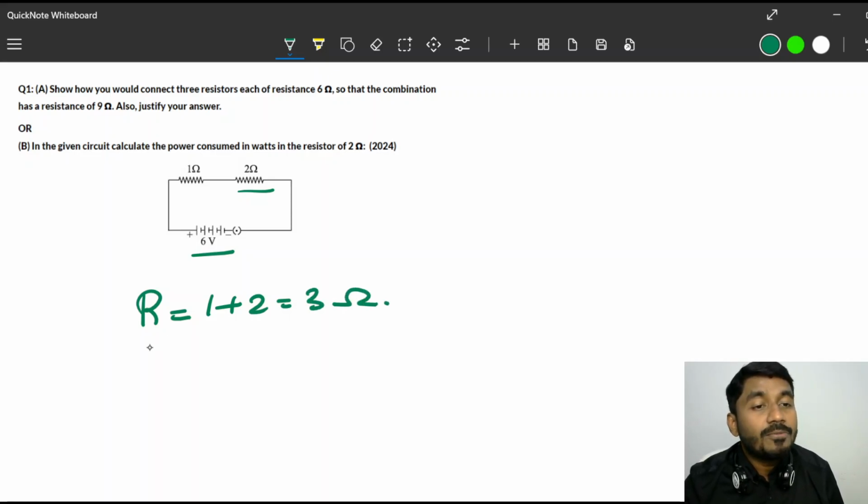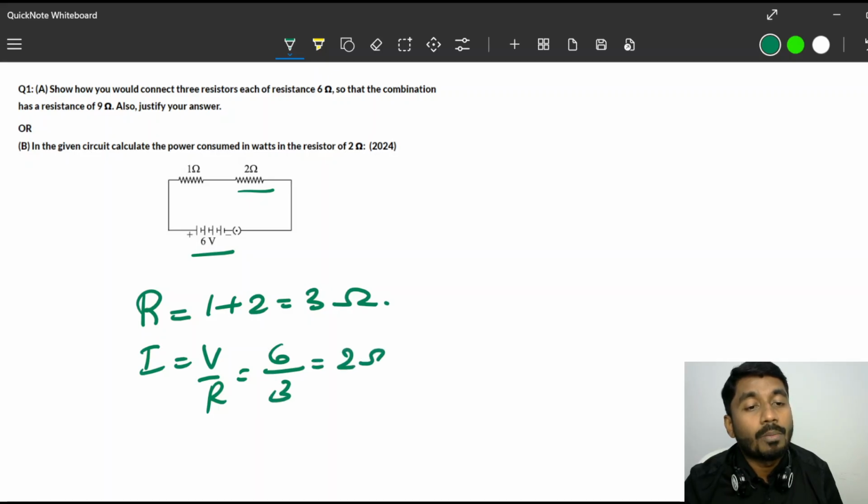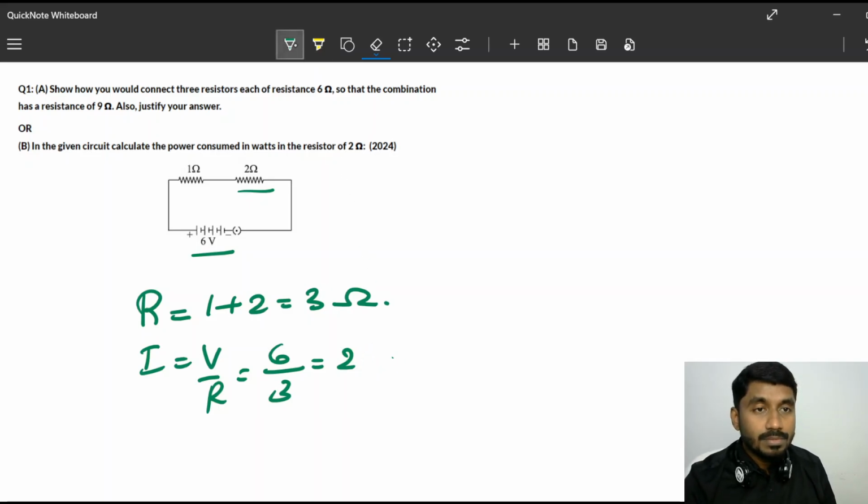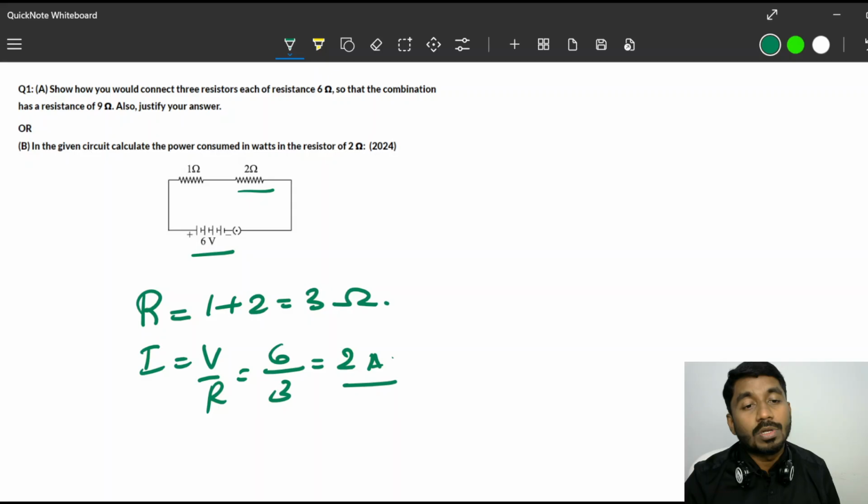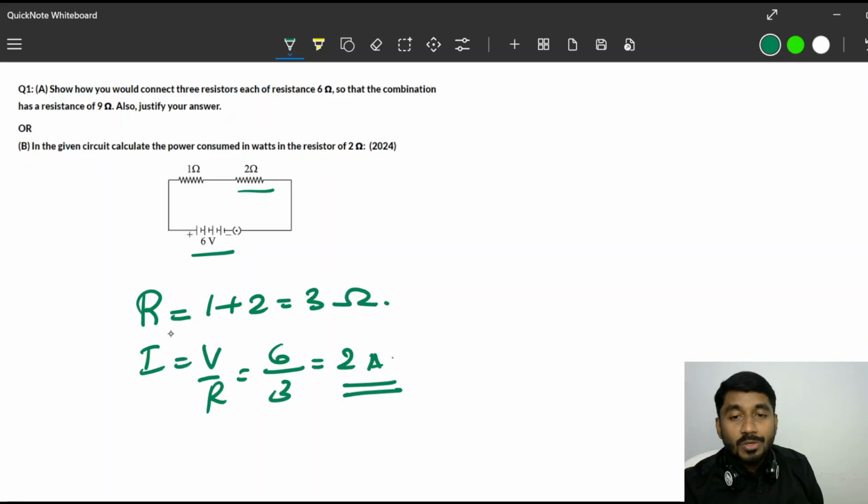And we can find the current, which is equal to V by R. V is equal to 6, so 6 by 3 is equal to 2 ampere. I hope that point is clear. Current is equal to 2 ampere. No doubt, right? So we got the current, we already found the resistance. But here we need to find the power consumed in the resistance of 2 ohm only.